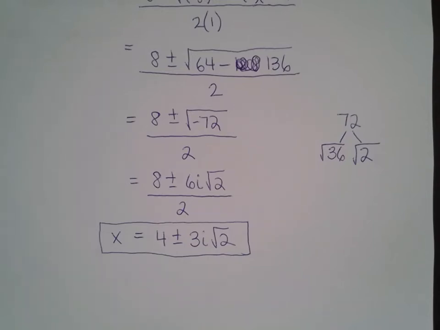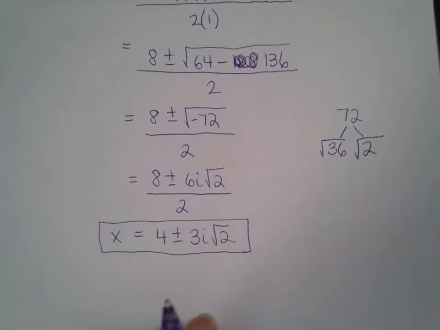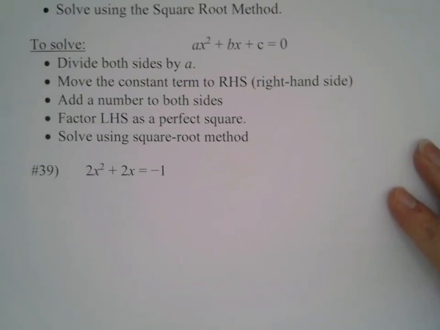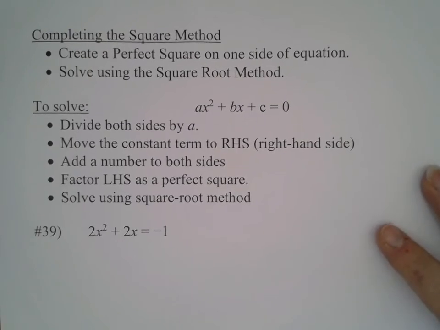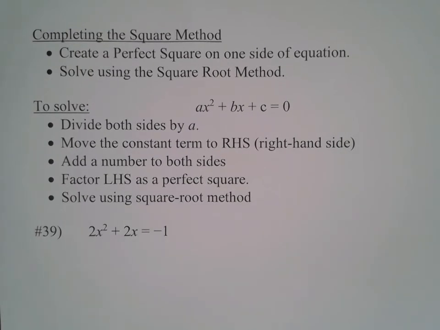The last method that we'll look at is completing the square. This should look very similar to what we talked about in the last video. So the idea behind completing the square is that we want to take the equation in standard form and factor it. We want to create a perfect square on one side of the equation and then finish up by solving with the square root method.